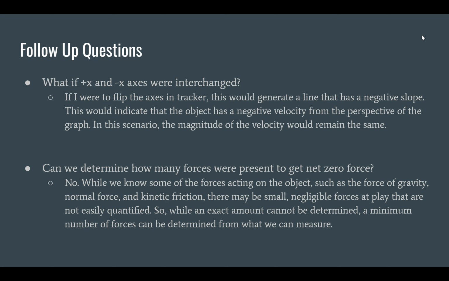Can we determine how many forces were present to get net zero force? No. While we know some of the forces acting on the object, such as the force of gravity, normal force, and kinetic friction, there may be small negligible forces at play that are not easily quantified. So while an exact amount cannot be determined, a minimum number of forces can be determined from what we can measure.